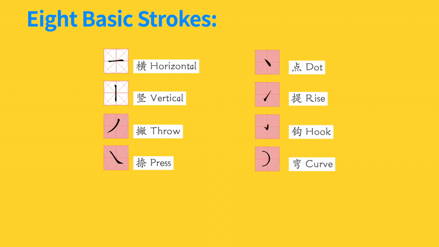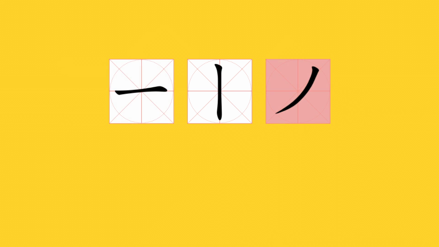Today we are learning how to write 撇 or throw. 撇 or throw is written from the top right to the bottom left. The start of the stroke should be heavy and slow. The end of it should be light and fast. Let's practice how to write it with a few Chinese characters, which are made of horizontal, vertical, and throw.